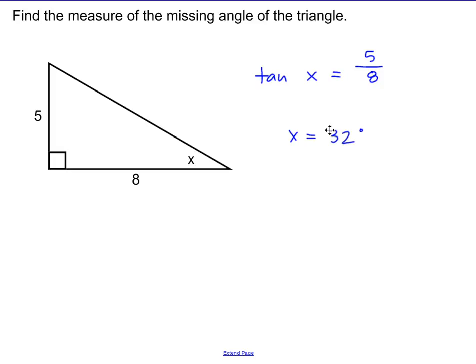For the last 3 examples, I've used 5 over 8. But I got 3 completely different answers. I got 39 degrees, 51 degrees, 32 degrees. Now that should tell you how important it is for you to use the correct trig function, because if you don't use the correct trig function, you will get the wrong answer.